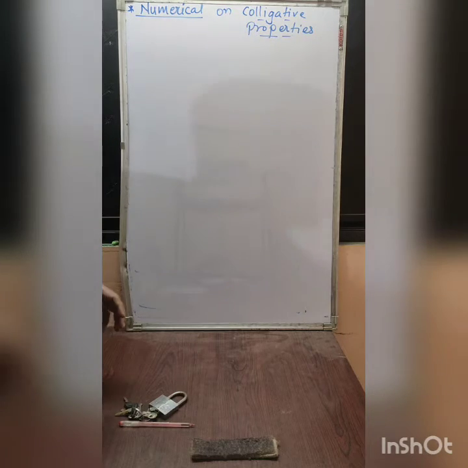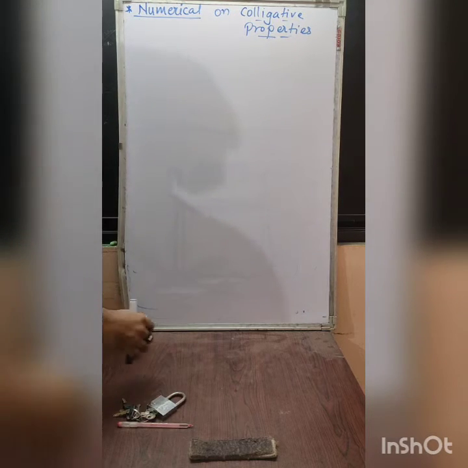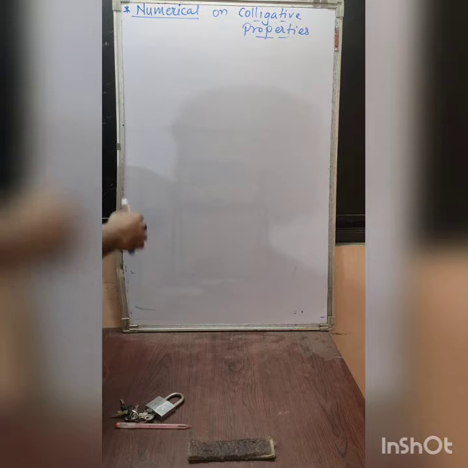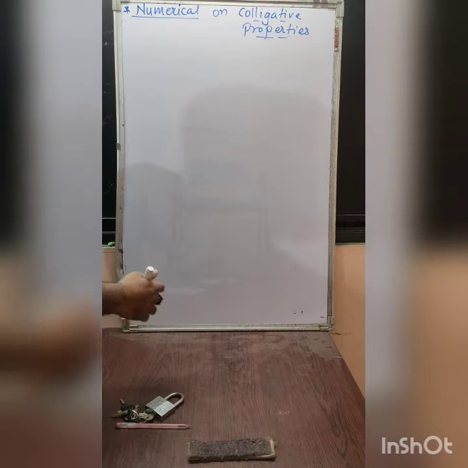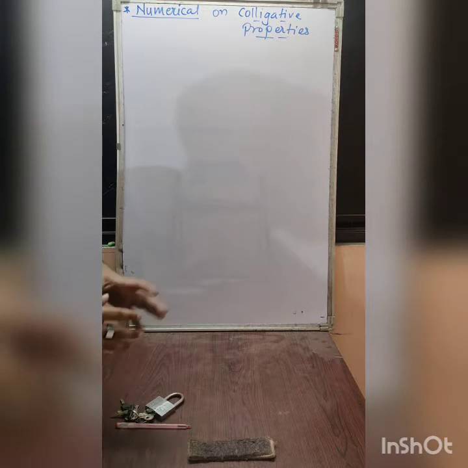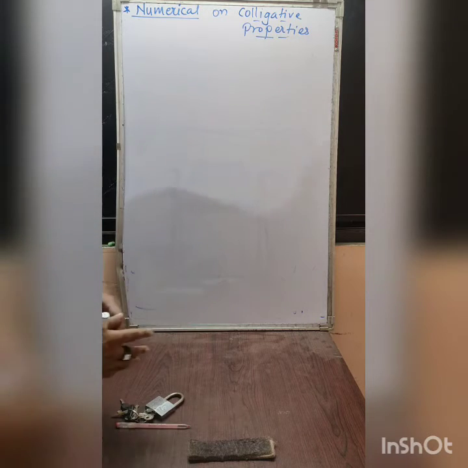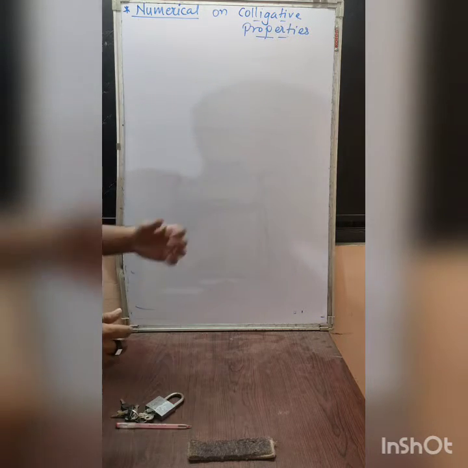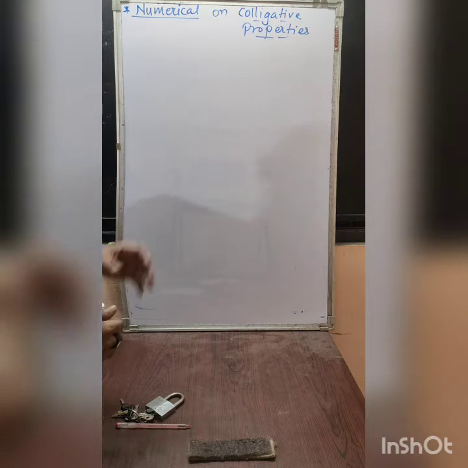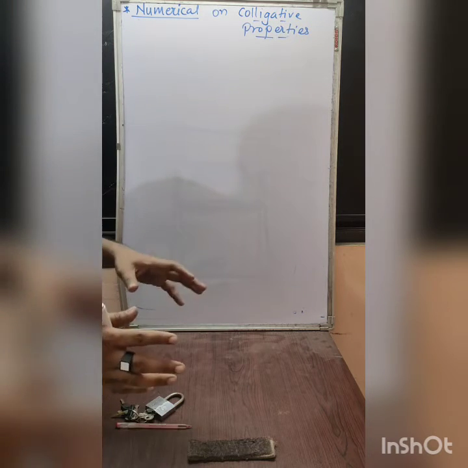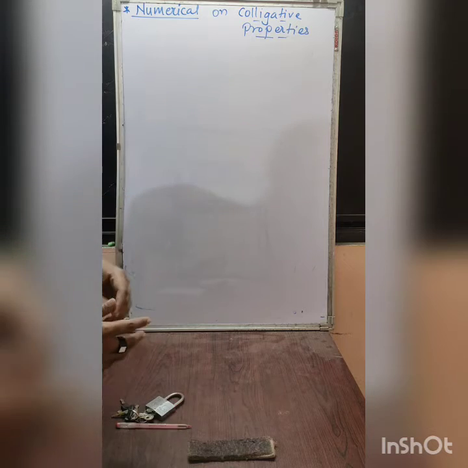So hi students. Once again, with the same chapter we are continuing, but with the numerical part. We have completed the theoretical part, and in that theoretical part the most important topic was colligative properties. So today we will solve some numericals based on colligative properties.